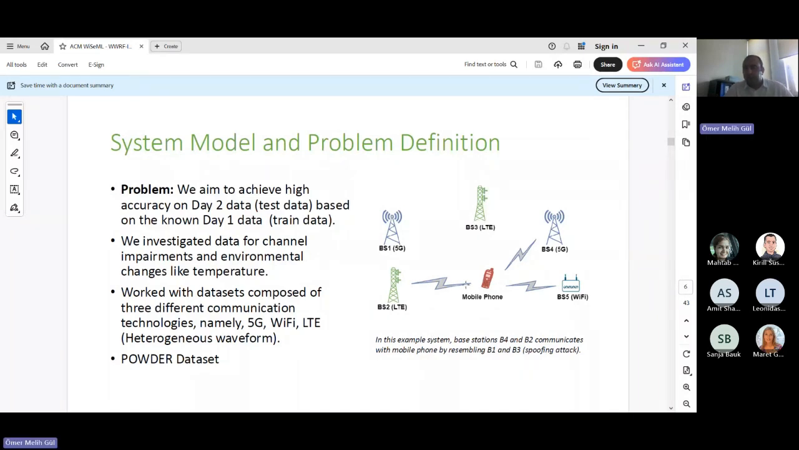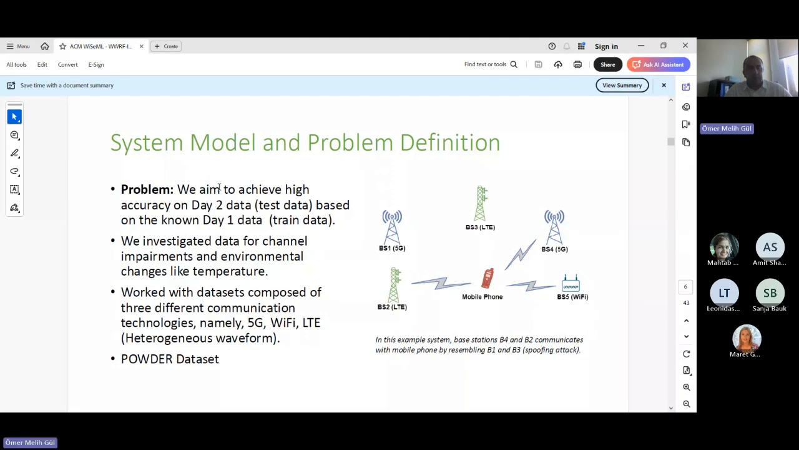So this type of problem is a kind of spoofing attack, right? In this type of attack, we try to avoid this misleading. We say, I know the RF fingerprint of each of you. Base station 2, I know you are sending the signal. When base station 4 sends the signal, I will say, okay, base station 4, you are sending the signal. I know you. So we try to avoid this misleading.